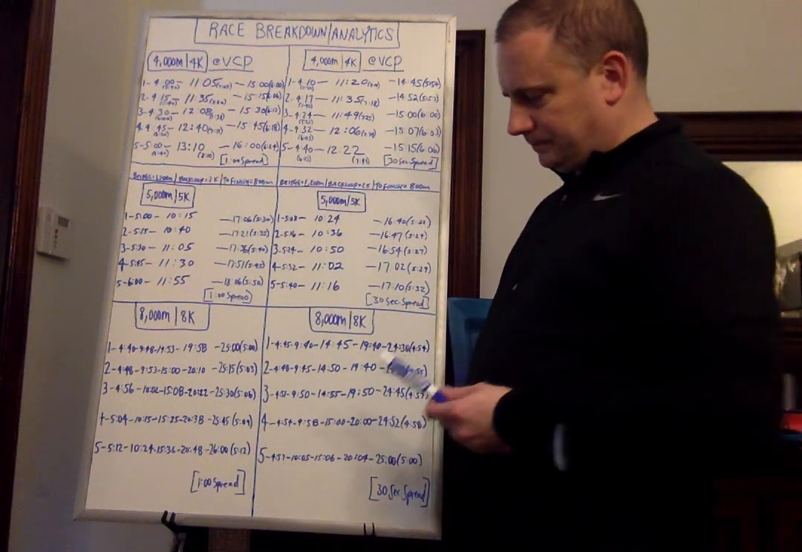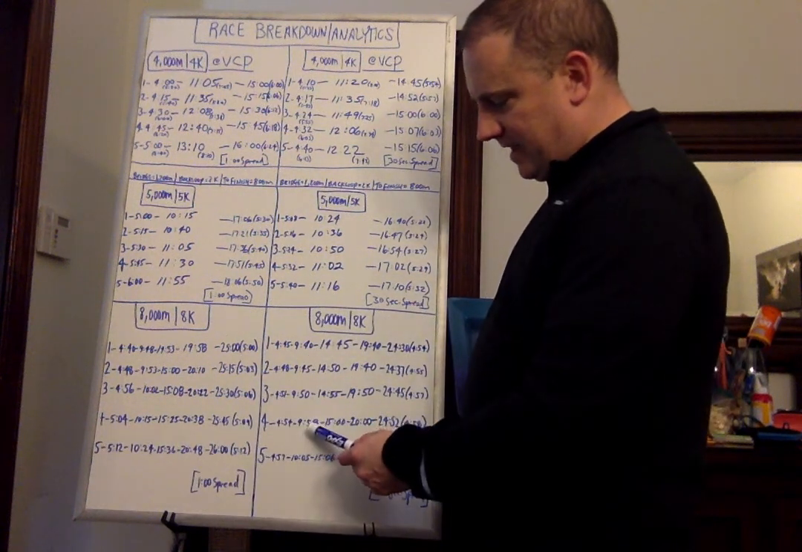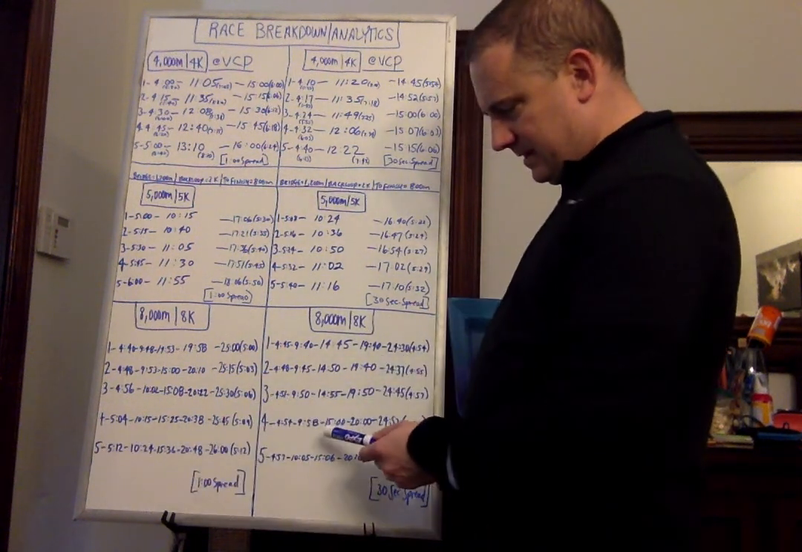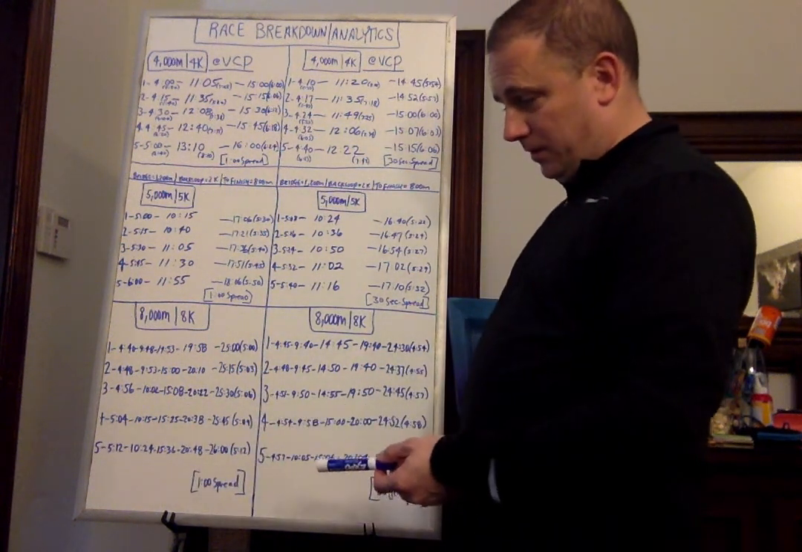Number 4 goes out at 4:54 instead of 5:04. Okay. 9:58 at the 2 miles instead of 10:15. 15 minutes at the 3 miles. Now you're 25 seconds ahead of where you were before.